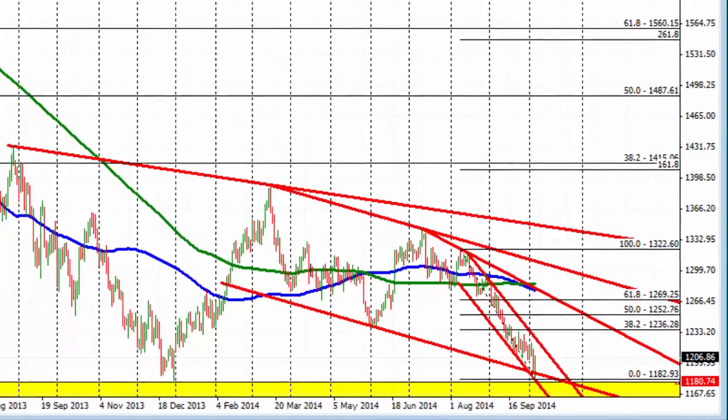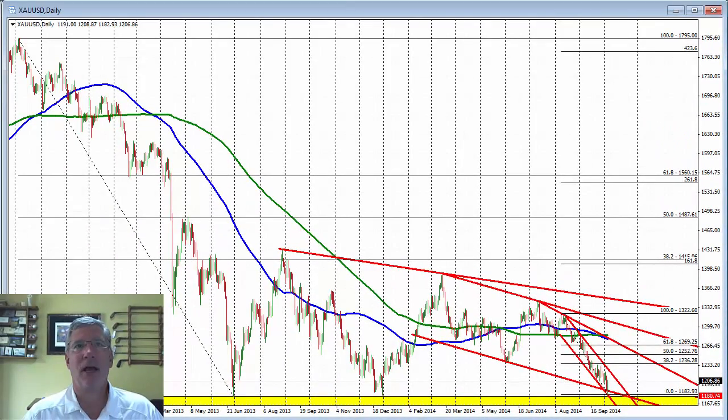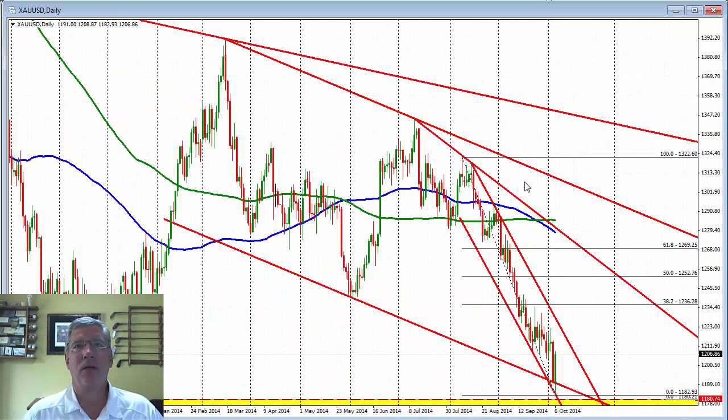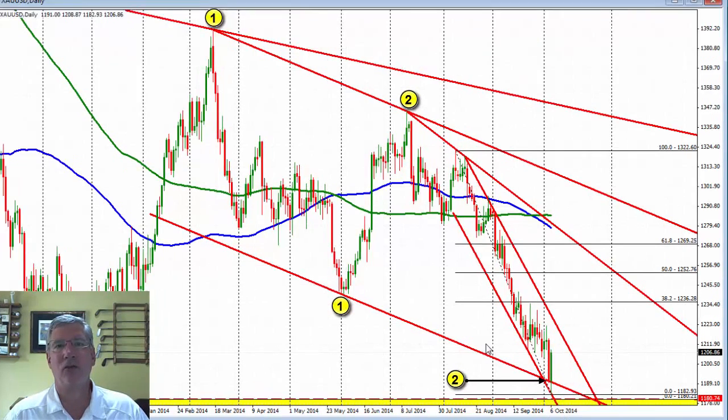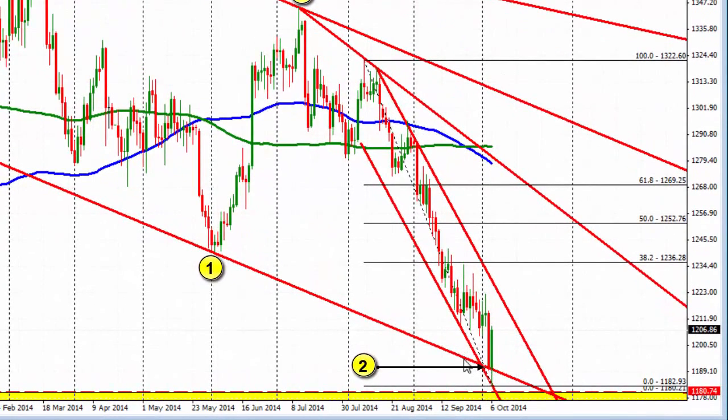Now, let's take a closer look at the daily chart. And we're going to take a look at some trend lines here. I put a trend line across the top and then a parallel trend line on the bottom. And on Friday's trade, we came down to the low trend line here, and we closed right near that low.